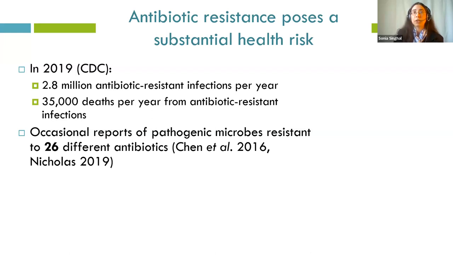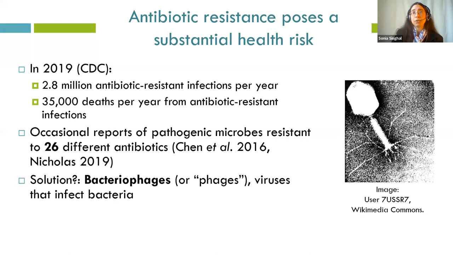What this means in practical terms is that we are in an era where it is possible to get a minor cut or injury and gain an infection of a bacterium that we do not have the ability to treat. A potential solution to this problem is to use bacteriophages, also called phages. I have an electron micrograph of one type of bacteriophage on the right here. This is a tailed phage. Bacteriophages are viruses that infect bacteria, and as part of their infection process, they often kill their host cell.